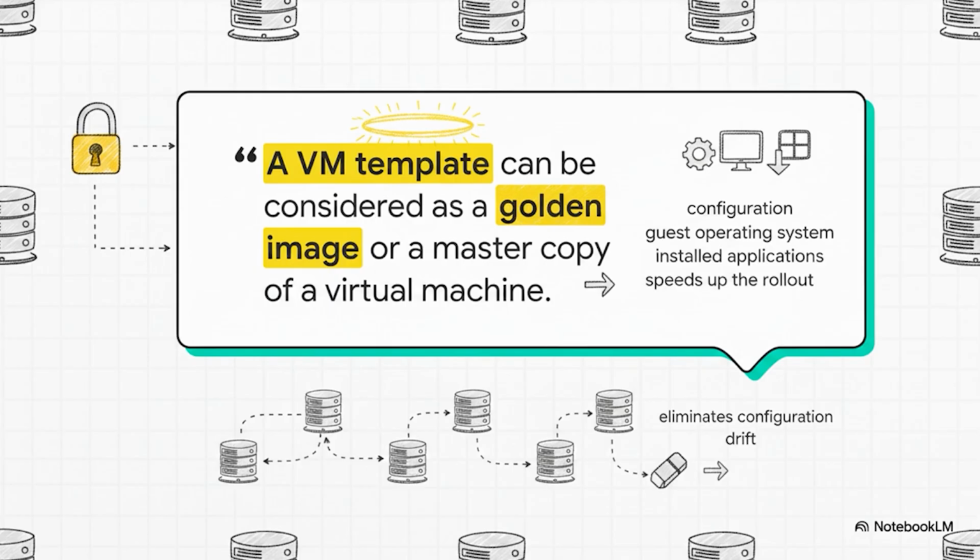So think about it. Instead of manually installing Windows Server and IIS on 50 different web servers one by one, a single golden image lets you spin up that entire fleet in minutes. You know for a fact that every single web server is configured identically right out of the gate.